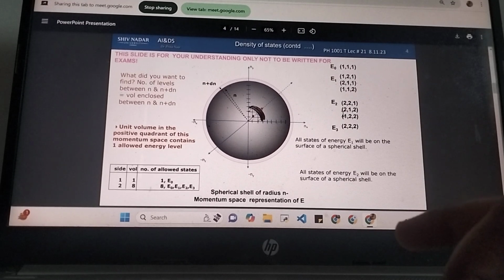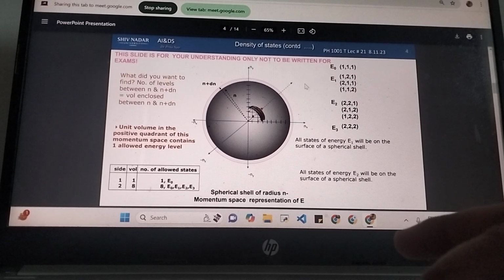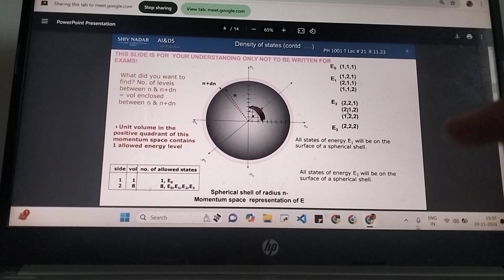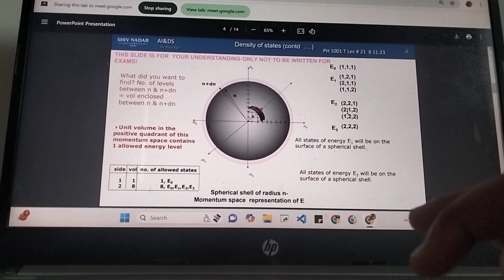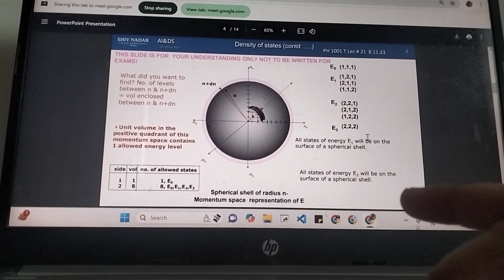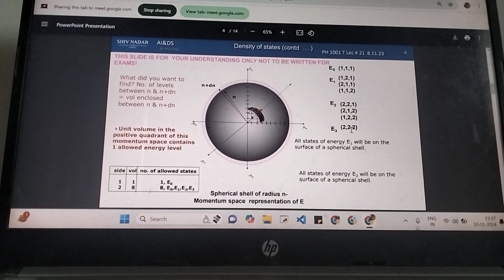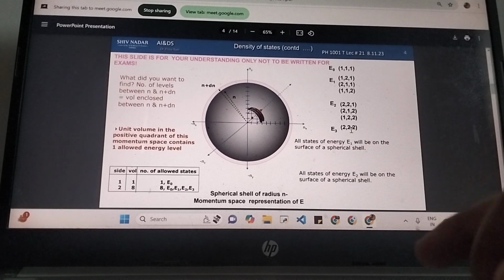We will consider the number of allowed states. So if you take a cube of side 1 cross 1 cross 1, you had only one allowed state. If you take a cube of side 2 cross 2 cross 2, that is a cube of volume 8, you have 8 allowed states. Similarly, if you take a cube of side 3 by 3 by 3, that is a cube of volume 27, you will have 27 allowed possible states, starting from 1, 1, 1 up to 3, 3, 3. You will have 27 states and so on.